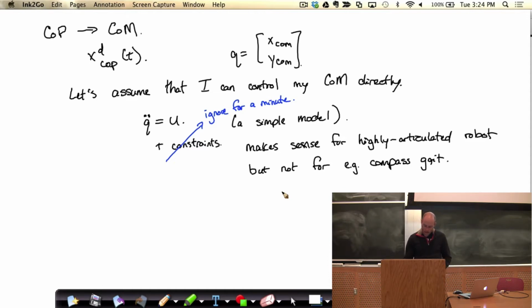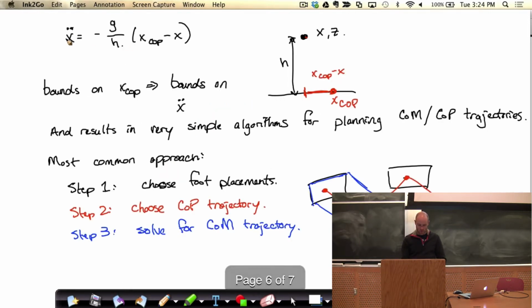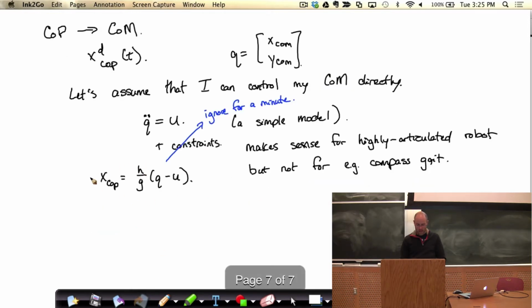Okay, and then given my acceleration Q double dot, I can always extract my true center of pressure, which is going to be my H over G times Q minus U. Right, I can always back out, I just inverted the equation from before. I just moved X double dot over to here and X center of pressure over there. So I can always back out what my center of pressure is. And importantly, this is a linear function of my current configuration Q and my current input U.